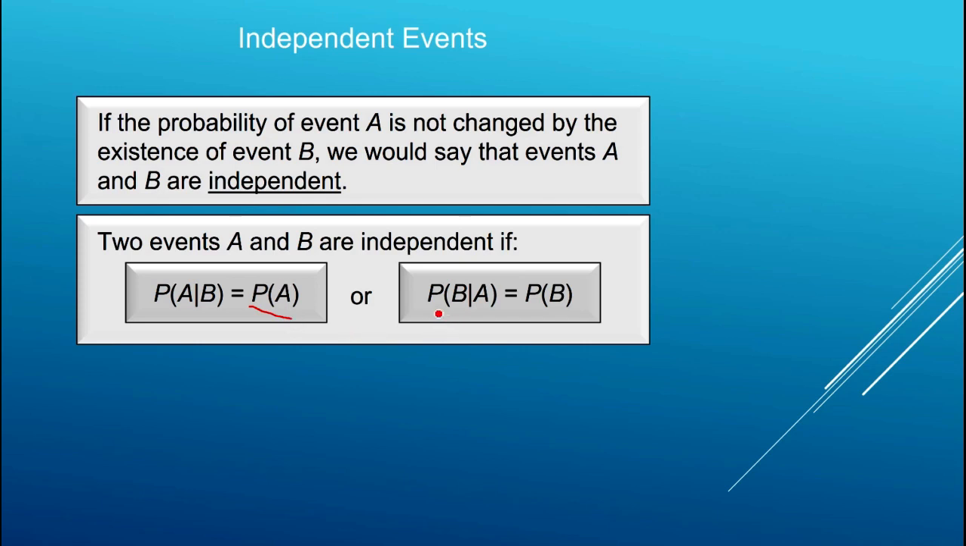The same needs to be true for event B. If A and B are independent, then the probability of B conditional on A is just the marginal probability. And knowing that event A happened gives me no information as to the probability of whether or not B will happen.